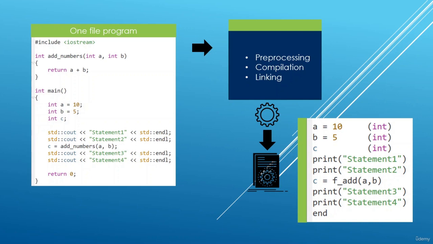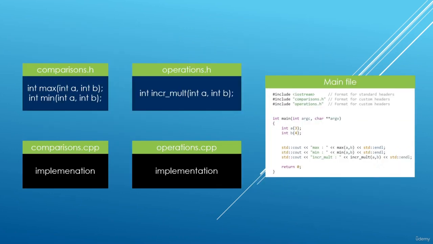Now that we know about this compilation model, we can look at how we can split our program across multiple files. Suppose we have 3 functions. One we can use to get the maximum of 2 numbers called max, a function called min we can use to get the minimum between 2 numbers, and a function we can use to increment and multiply like we have seen in the last lecture.